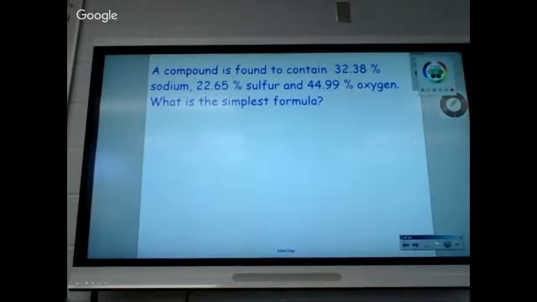Now I'll give you a moment to write it down before we walk through how to do it. Okay? That way I'm not talking while you're writing. We'll just listen to the music while you write.